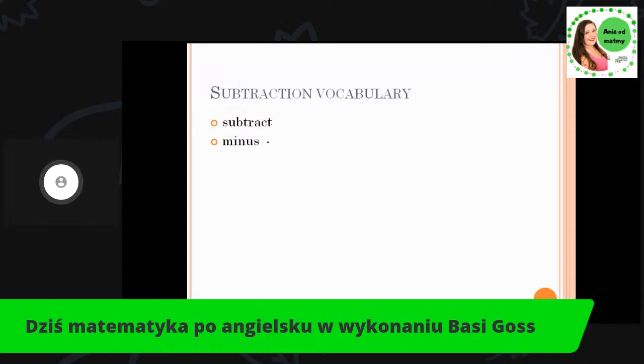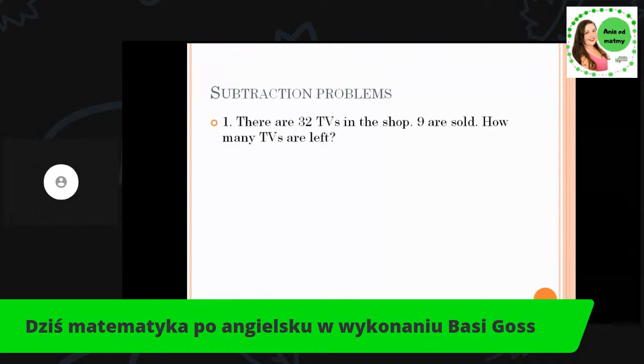We know we can use subtraction in that problem. So let's start and solve some subtraction problems. Problem number one. Please read with me. There are 32 TVs in the shop. 9 are sold. How many TVs are left? Let's read again. There are 32 TVs in the shop. 9 are sold. How many TVs are left?